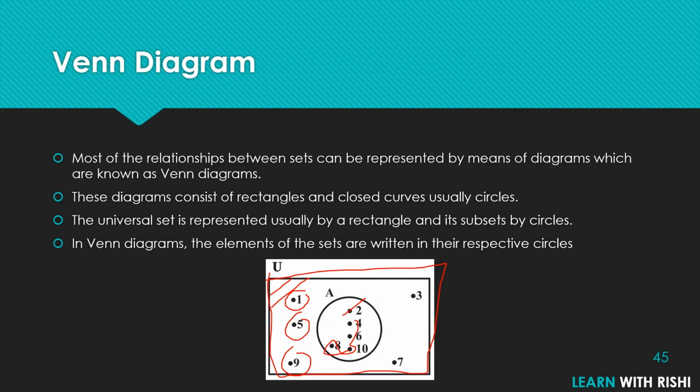So in this universal set, we have a subset A. And in that subset, we have elements 2, 4, 6, 8, and 10. Now, the elements 1, 5, 9, 7, and 3 are not included in subset A. Only these elements are included. So this is how we represent a universal set and a subset in a Venn diagram.